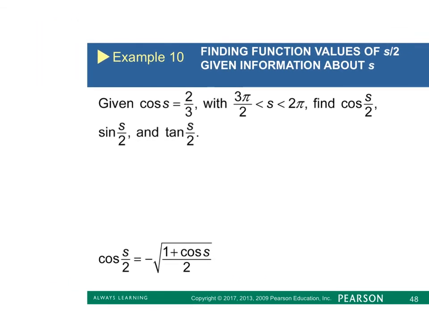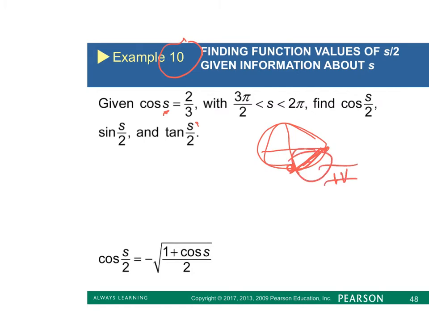Example 10. Now you know why I broke this up into 2 days, 2 lessons, because we're on example 10. Given the cosine of an angle called S is 2/3. I got to pay attention here to what quadrant I'm in. He's talking about between 2 pi, which is all the way around, and 3 pi over 2, which is right here. He's talking about quadrant 4, right here. Find the cosine of the half angle, whatever that angle is.